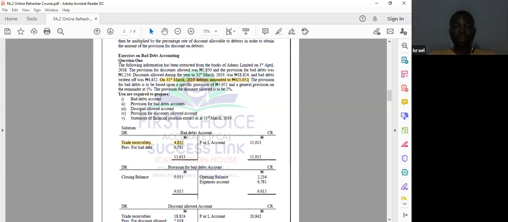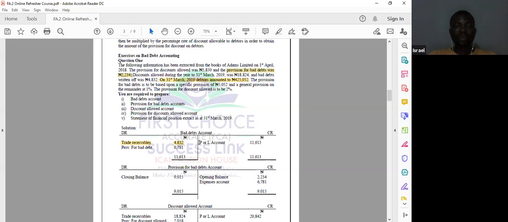We are still working on it. So we now open provision for doubtful debt, provision for bad debt. We make provision for bad debt. Now, the following information is given to us. They told us that the provision for bad debt is 2,234.